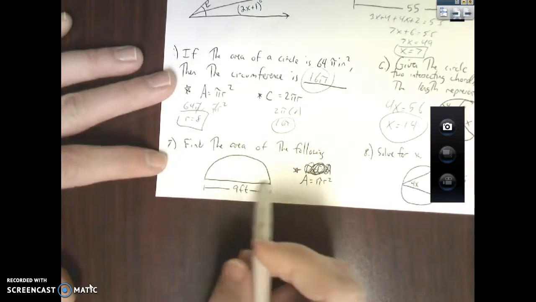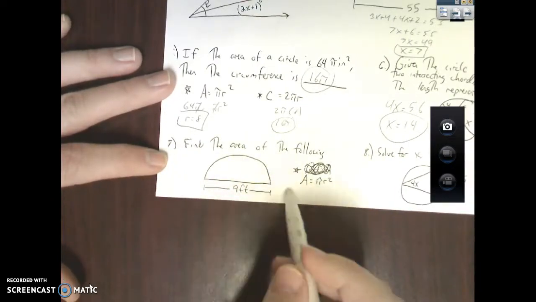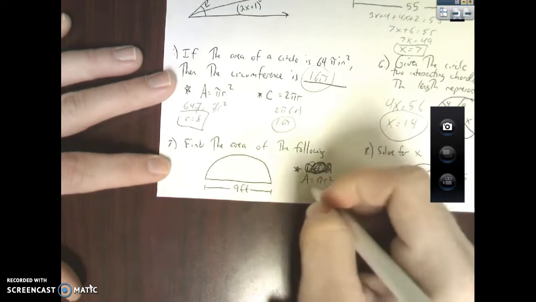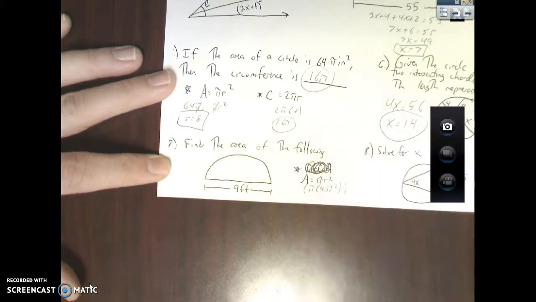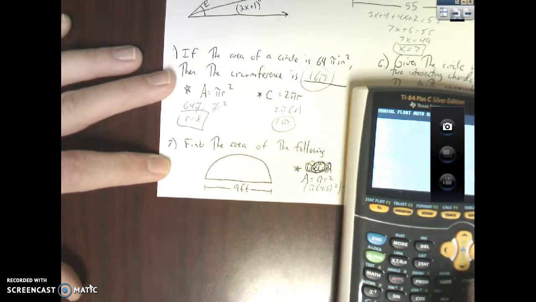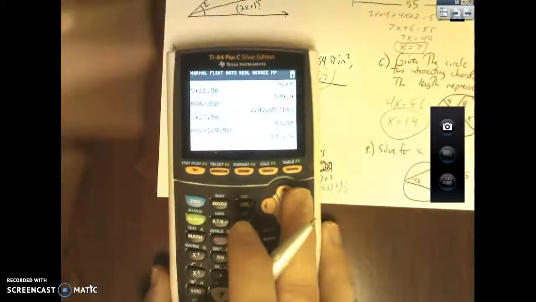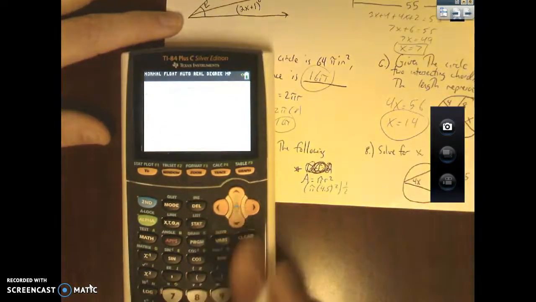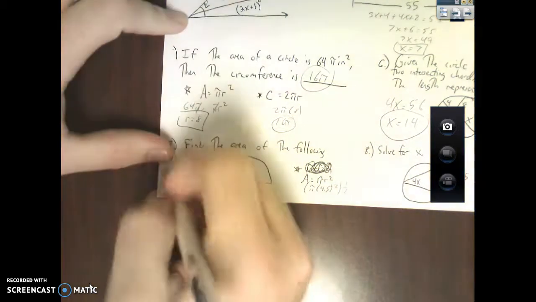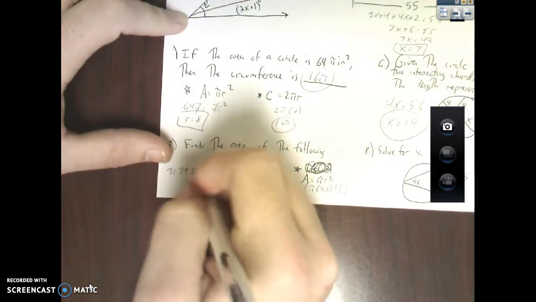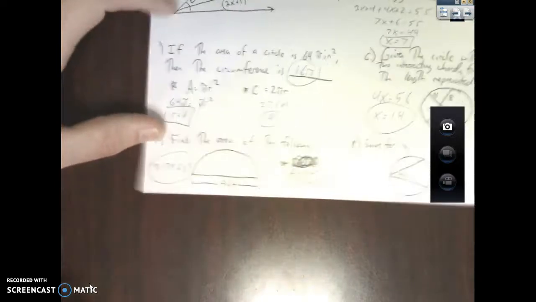Okay. Find the area of the following. Well, it's half of a circle. So I'm going to do pi r squared. Now my radius in this case is 4.5 squared. But then because it's half a circle, I'm going to do times 1/2. So this is a little bit of work right here with the calculator. 3.14 times 4.5 squared times 0.5, or we divide it by 2. 31.79 feet squared. Okay, all calculator work.